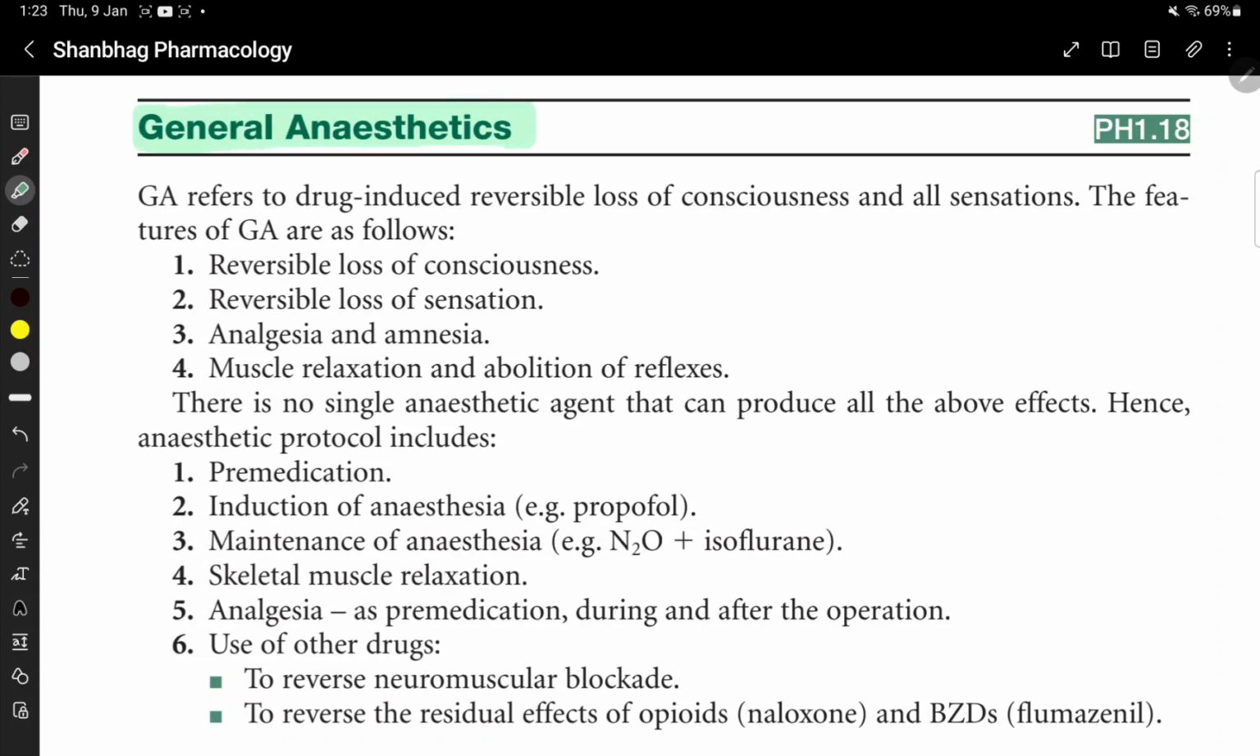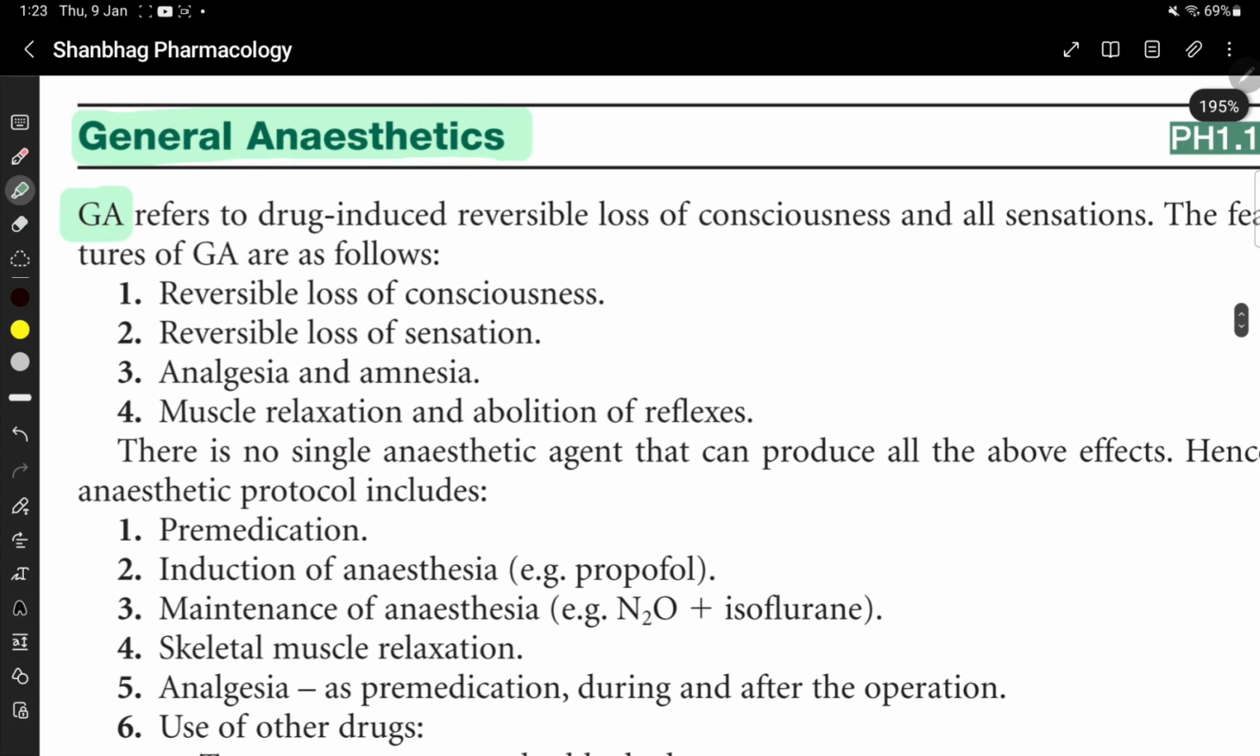General anesthetics. What is the definition of general anesthesia? It refers to drug induced reversible loss of consciousness and all sensations. So, it is because of a drug and it is a reversible loss of consciousness and all sensation.